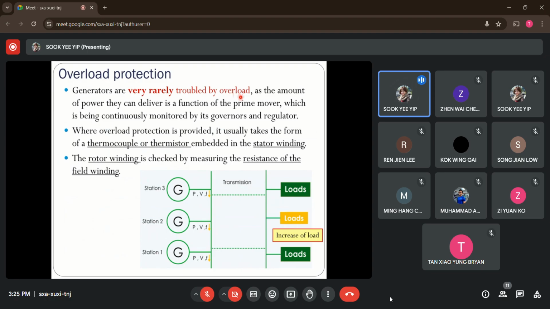However, generators at the power plant are rarely troubled by overload conditions. Why? Because the total amount of power the generators can produce is a function of the prime mover. All right. So which means that for this prime mover, how much volume of gas is being supplied is continuously monitored by the speed governor or the speed regulator. Okay. So now this speed regulator is actually controlling the steam valve opening.